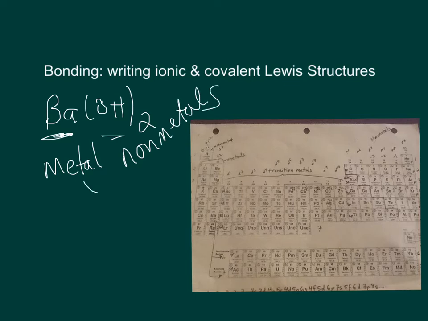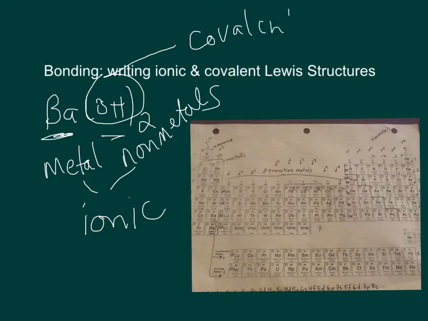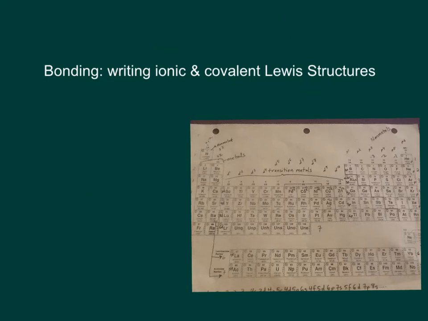Anytime we have a metal and a nonmetal, it means it's ionic. But if we have 2 nonmetals together that are bonding, that means it's covalent. So the bonding in BaOH2 actually has 2 types of bonding. It has both ionic and covalent types of bonds.